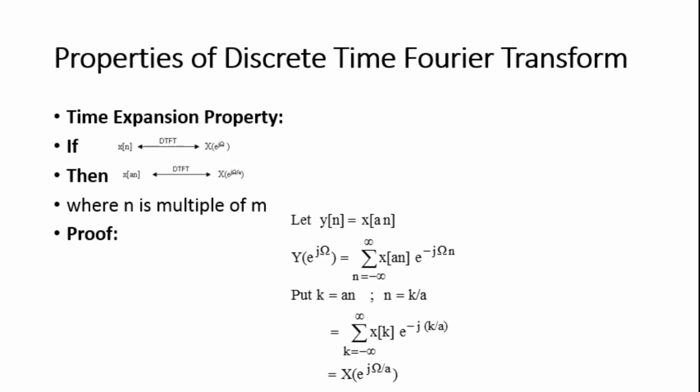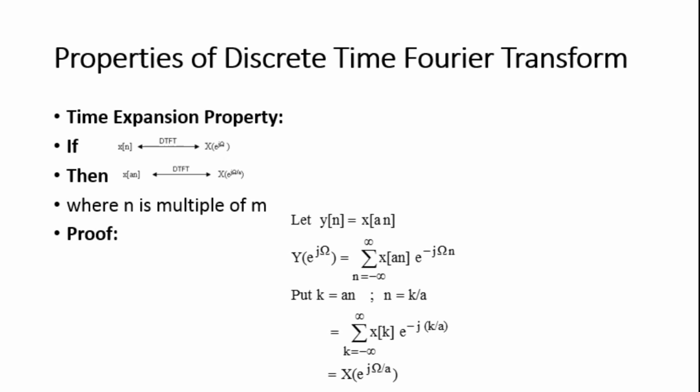The next property is the time expansion property. If the discrete time Fourier transform of x of n is X of e power j omega, then the discrete time Fourier transform of x of a n is equal to X of e power j omega divided by a, where n is a multiple of a. Let us prove this.